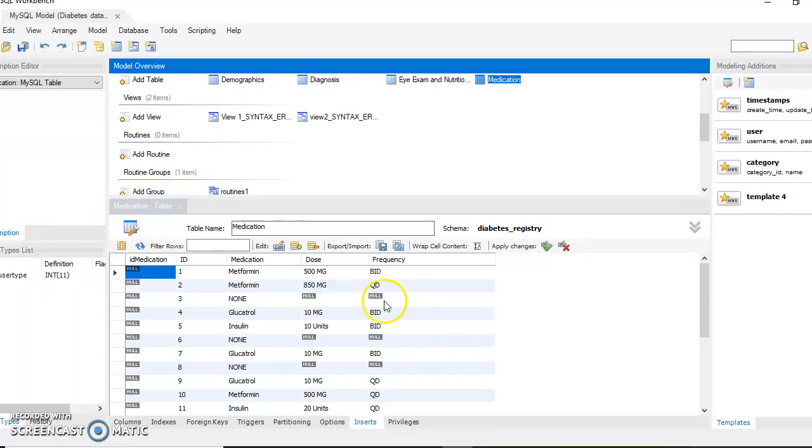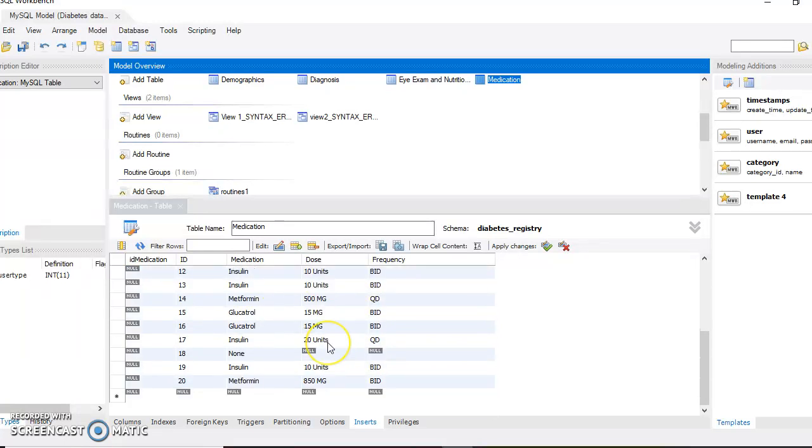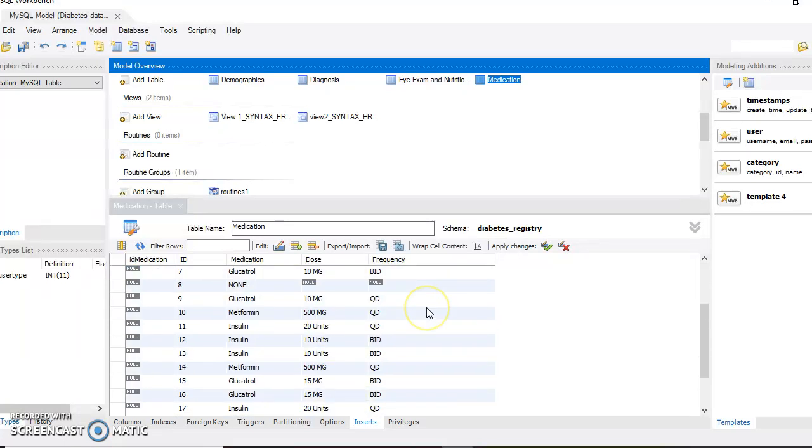Lastly, we have the medication table. As you can see, some of our patients are taking metformin, some are not taking any medication. We have glucotrol and insulin, along with various units and milligrams and their frequency.